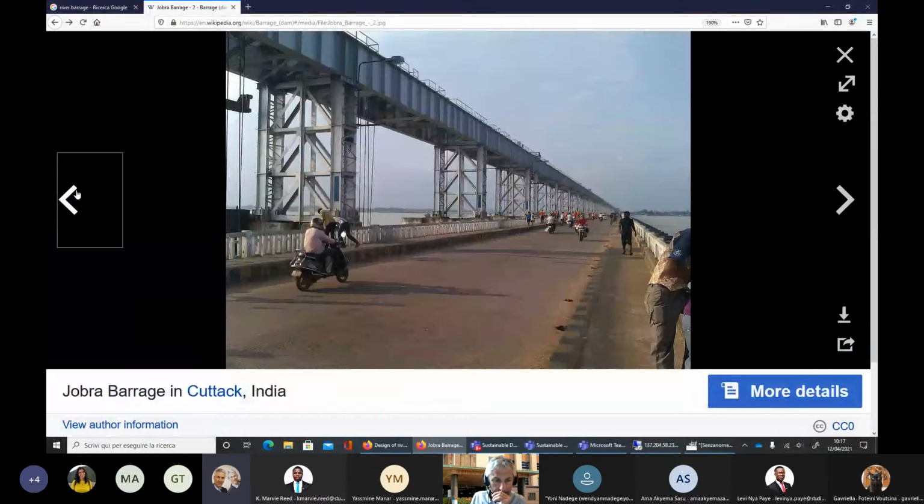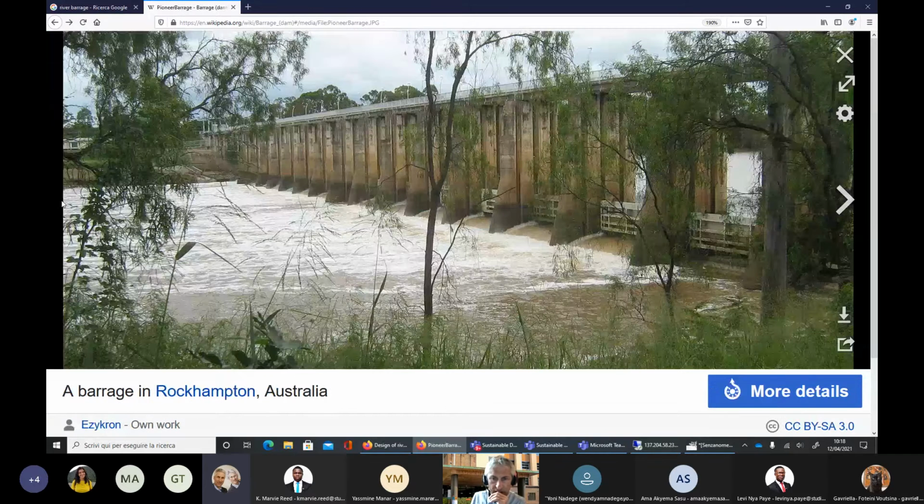Okay, and let me see if there are other pictures. Okay, this is a big barrage. Not sure whether it's a barrage or a dam, but I think it's a barrage. This is another example with a bridge on the top of it. And let me browse back the figures. And here in this barrage, if you look on the right, you see that there are gates. So also in this case, you can regulate the water level upstream.